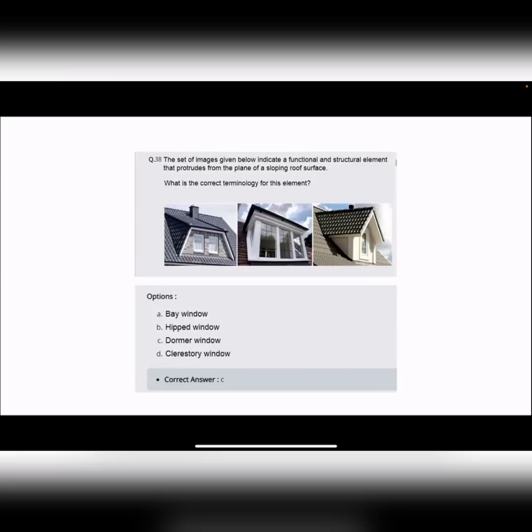Next, one more term. The set of images given below indicate a functional and structural element that protrudes from the plane of a sloping roof surface. What is the correct terminology for this element? The options are bay window, hipped window, dormer window, and clerestory window. The correct option is option C, dormer window.